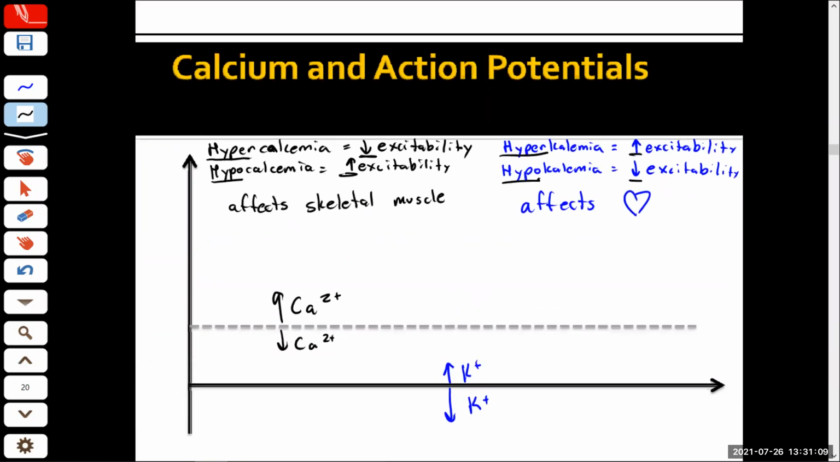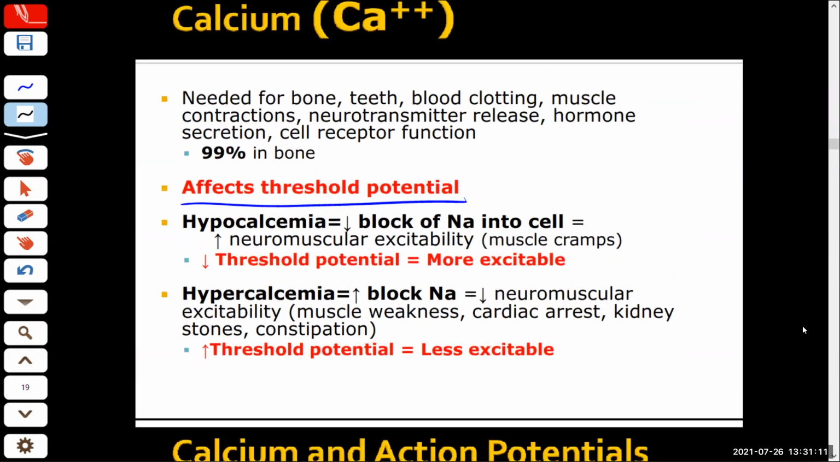So I'm going back up to just this slide right here. We're talking about the wording: affects the threshold potential at skeletal muscle. Okay. Hypocalcemia makes you more excitable. It lowers that threshold, makes you more excitable.